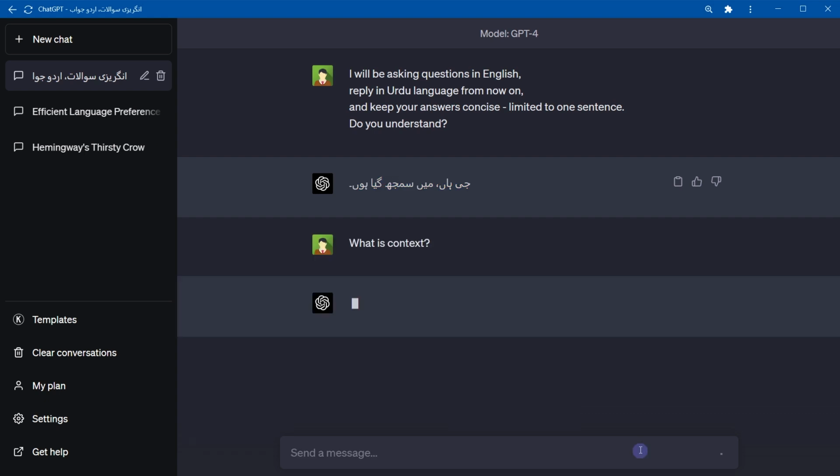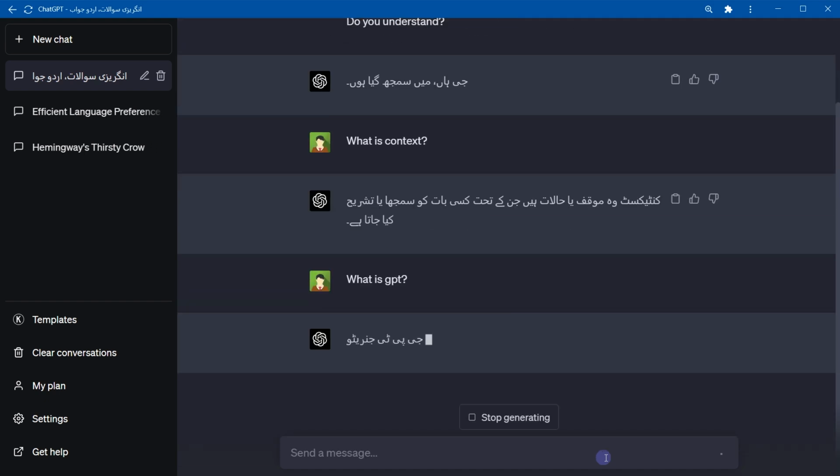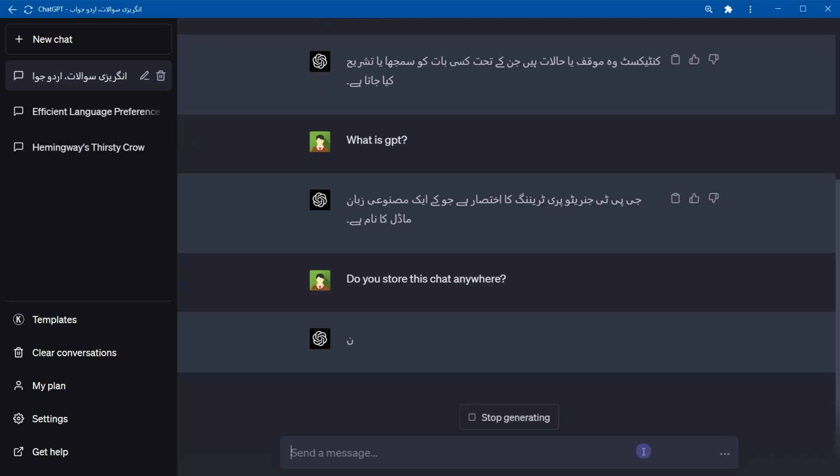Okay, so here's the question. The question was in English language, and the reply is in Urdu language. Here is another question, and the reply is in Urdu language. Here is another one. See, it's following a simple command.